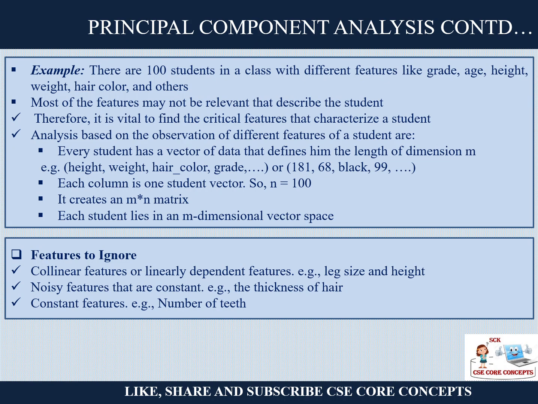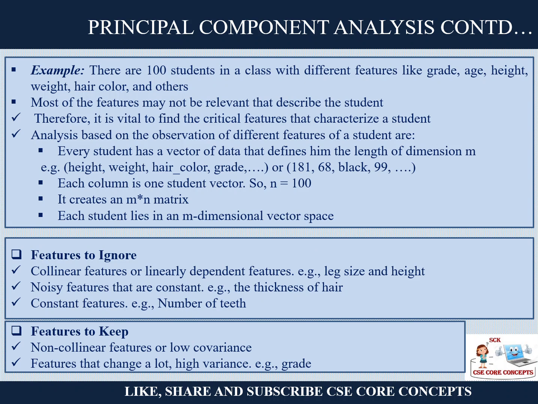Then there will be noisy features that are constant, let's say thickness of the hair. These features are more or less constant. Or constant features, let's say the number of teeth. More or less everybody will have the same number of teeth, right? Which features do you want to keep? Non-collinear features or the features having low covariance. That means you do not need to store the leg size as well as the height. If you store one of them, that is enough to understand the height of the student.